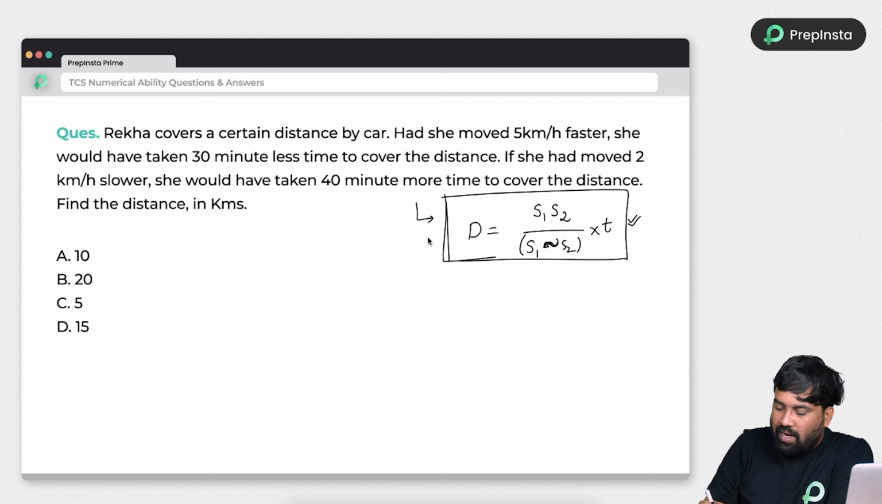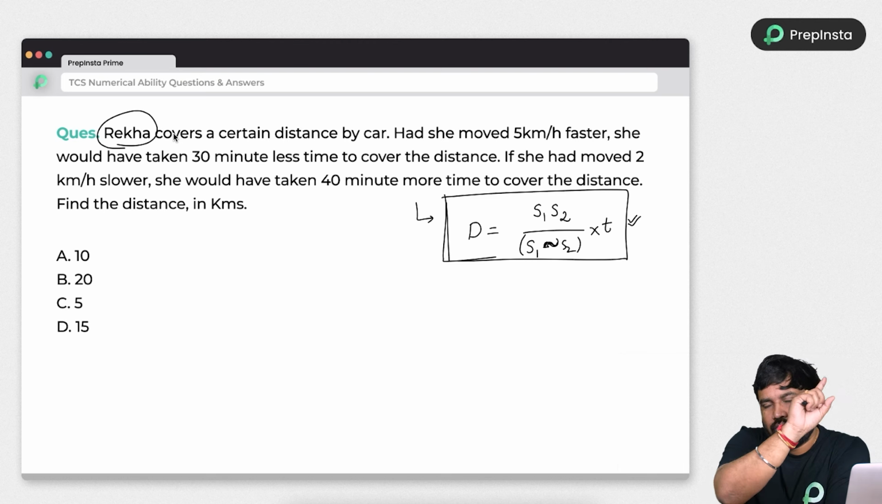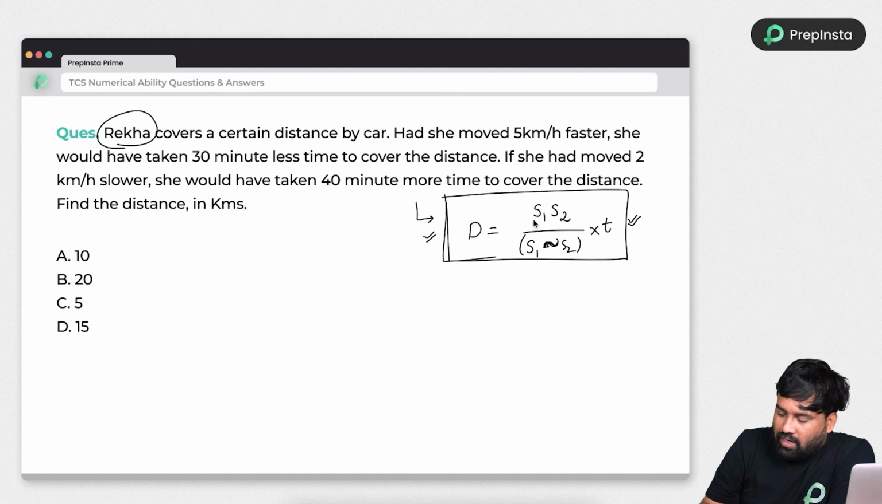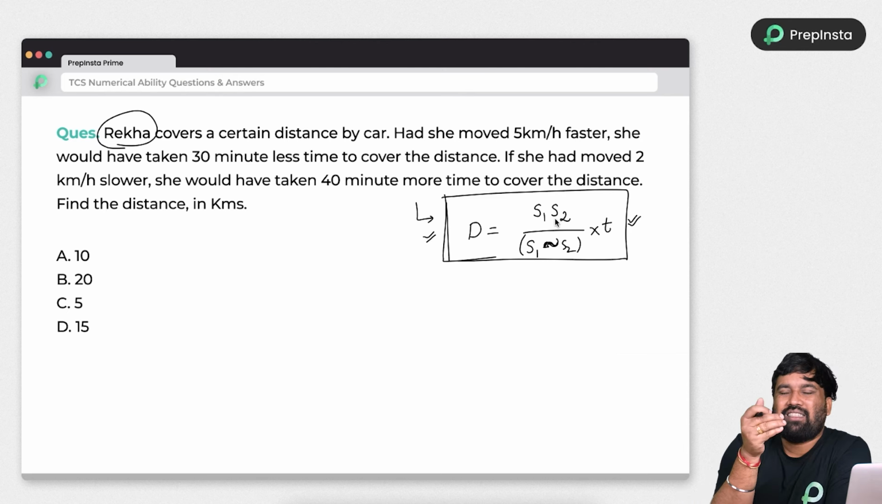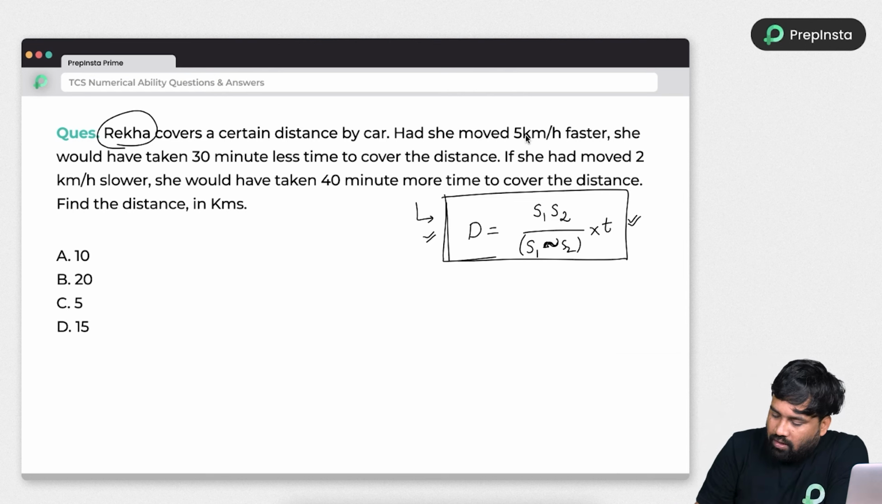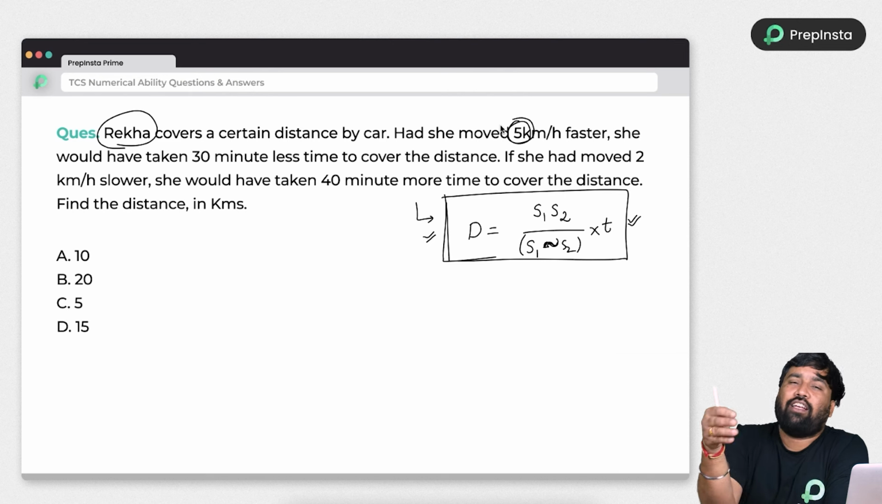Tell me guys, Raka is covering the same distance in the first condition. And in the second condition also, she is covering the same distance. Distance is constant, right? In the first case and second case. So, in the first case, I will use this formula, S1 S2, where her normal speed I will always say as S. So, in the first case, she moved 5 kilometers faster, meaning S plus 5 kilometers, right?